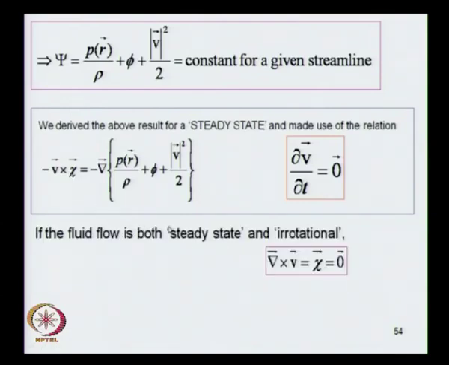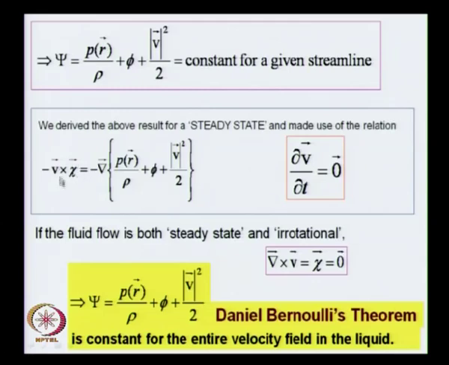Okay? So when the vorticity is equal to 0, which means that the curl of the velocity is 0, the flow is not only steady state flow, but it is also irrotational. Then the left hand side becomes identically 0 because the vorticity is now a null vector. So the right hand side becomes a null vector. So the gradient of this function becomes 0, which means that the function itself is a constant for the entire velocity field, not just for a given streamline.